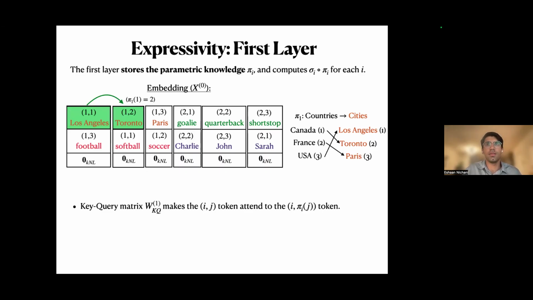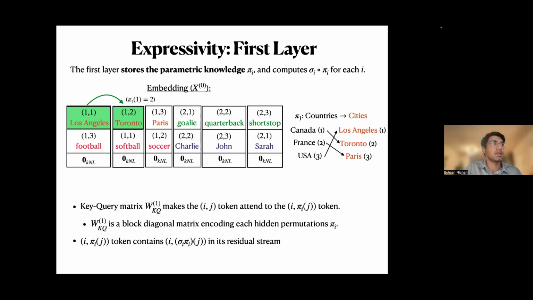And this can be done because we have one-hot embeddings, picking the correct entry of the key query matrix to be sufficiently large, and all the other indices to be 0. Specifically, the key query matrix will be a block diagonal matrix, which encodes each of these hidden permutations π_i. Next, we note that this (i, π_i(j)) token is going to contain σ_i(π_i(j)) in its residual stream, based on our choice of embedding.